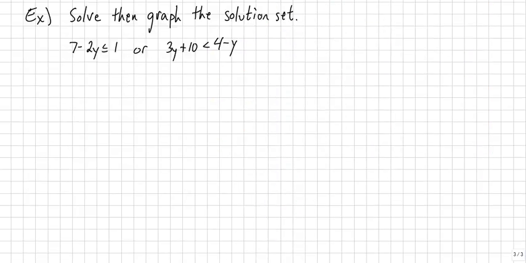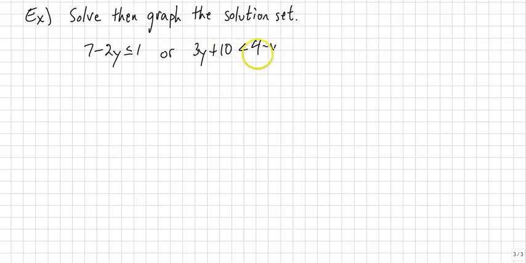All right, let's try another one. Okay, this time we will look at a disjunction. So 7 minus 2y is less than or equal to 1, or 3y plus 10 is less than 4 minus y. So we just need one or the other, or both, to be true. But if one or the other is true, we're okay. So just work with them separately.